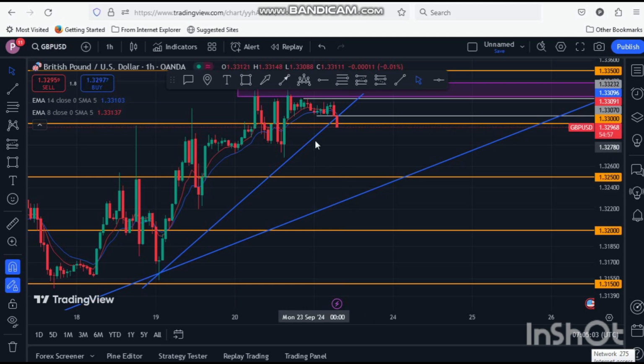It has broken the trend line from the 1 hour time frame, so we expect it to come down to the next support zone, which is this trend line. That's what we're expecting. So guys, this trade is going to be a very good one.